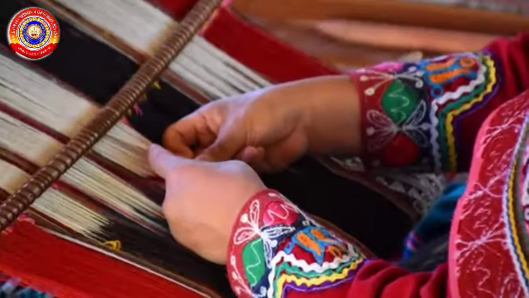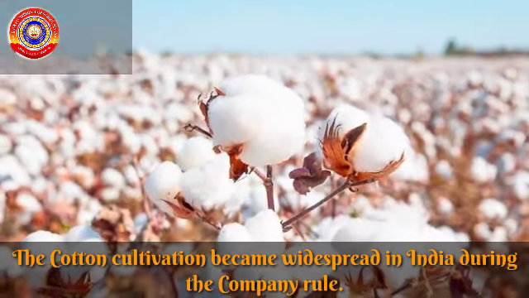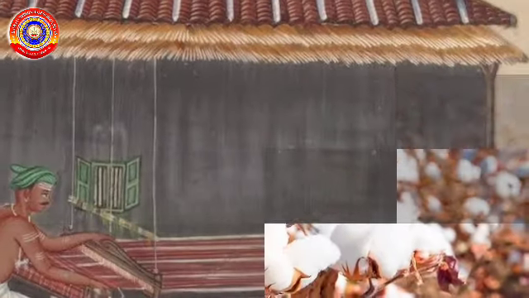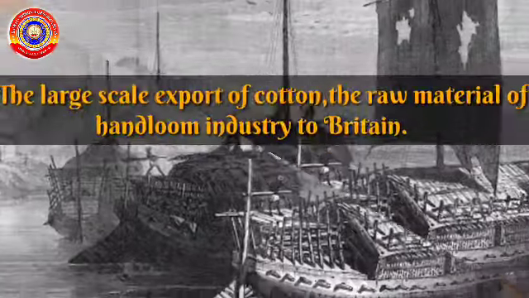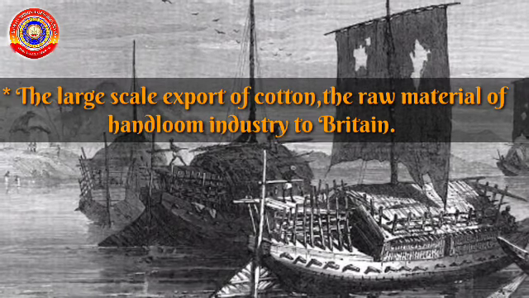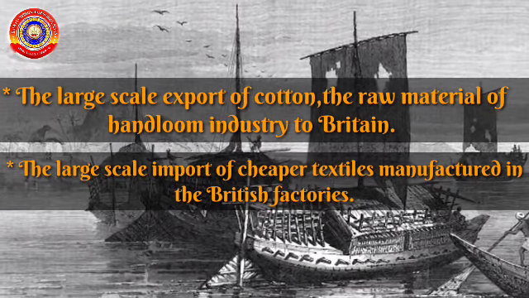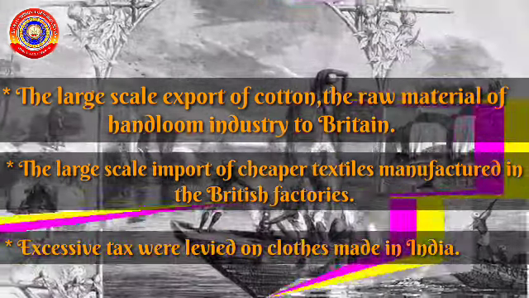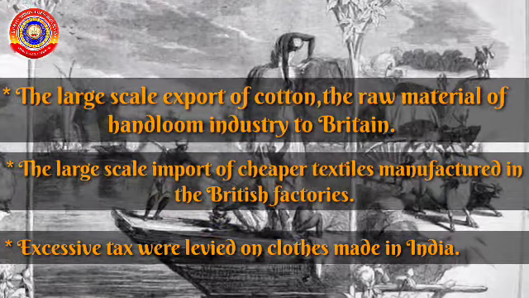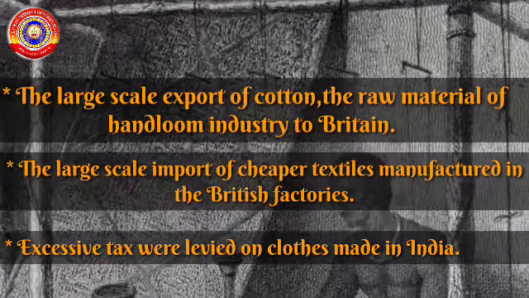Next, we will discuss the exploitation of the weavers. The cotton cultivation became widespread in India during the company rule. However, the handloom industry in India declined. Let's check the reason for it. The large-scale export of cotton, the raw material of the handloom industry, to Britain. The large-scale import of cheaper textiles manufactured in the British factories. Excessive taxes were levied on clothes made in India. These factors rendered thousands of Indian weavers jobless.